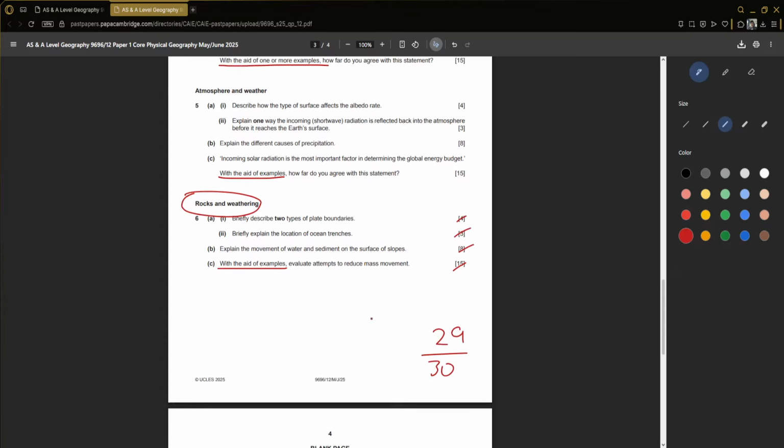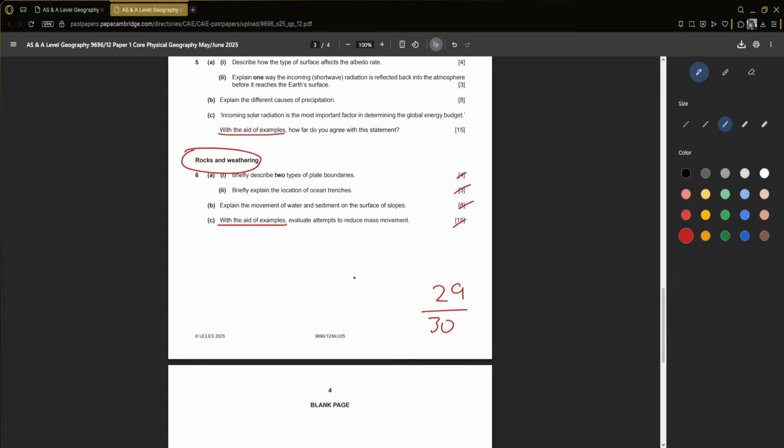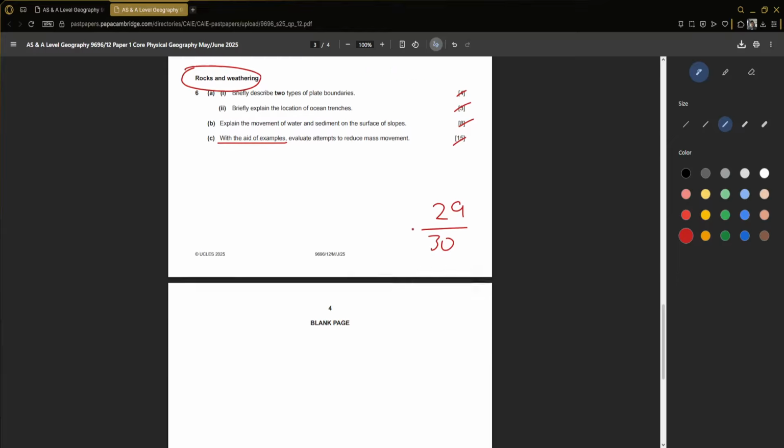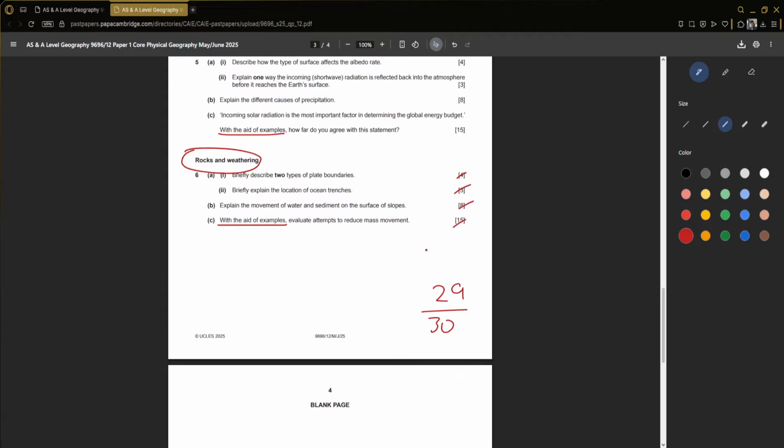Evaluate attempts, right? So it wants you to come up with a judgment. And for evaluate attempts, it's primarily talking about how successful or effective something was. So how effective have attempts to reduce mass movements been. You can pick 3 or 4 case studies and because there's so many management techniques, you can't fit them all, so you have to pick the best ones. So pick the techniques that you can talk about a lot.